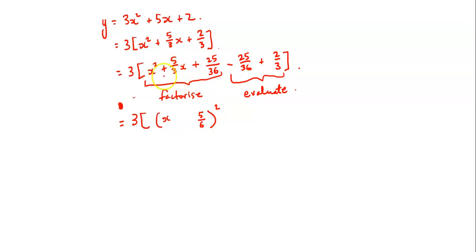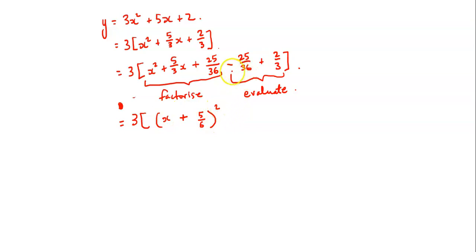And we're going to take the sign from the middle term. The middle term is positive 5 over 3 x, so the sign is positive. Bring that sign across here. So if I factorize the first 3 terms, which is x squared plus 5 over 3 x plus 25 over 36, I'm going to get x plus 5 over 6 all squared.